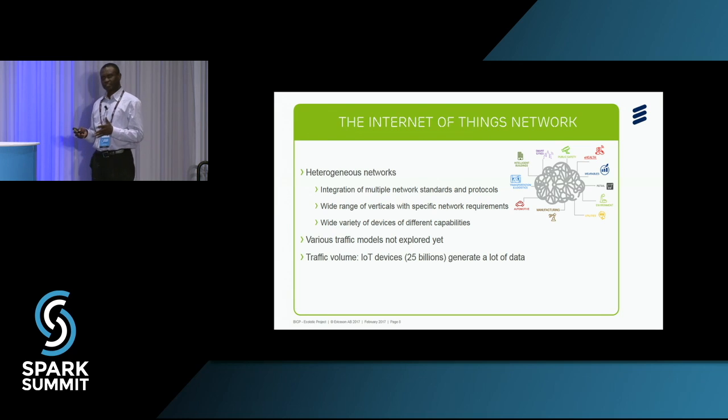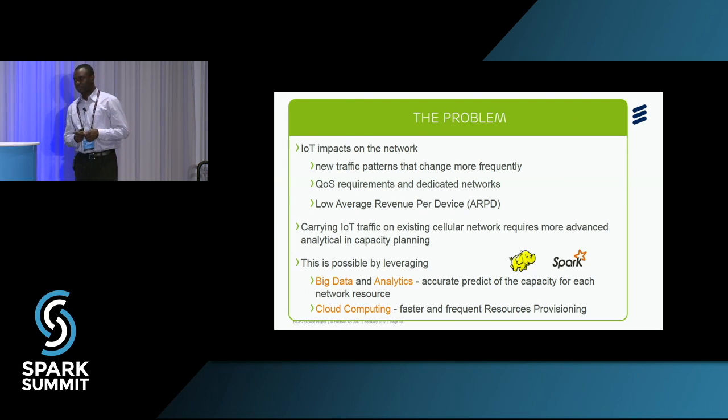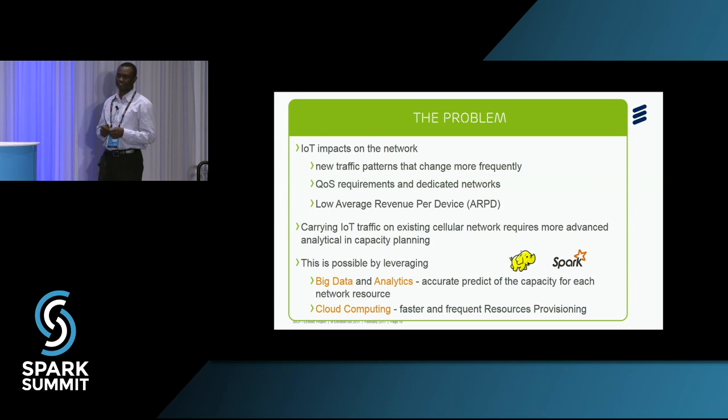IoT is a growing network. The traffic models are not known. We know the current traffic models, but every day we keep creating new IoT services and adding them on the network. So most of the traffic models are still to be discovered. So IoT has a huge impact on the network, with new traffic models that are changing more frequently. The network needs to adapt more frequently to this traffic requirement than before. Quality of service requirements are different from human communication, and this has led to the development of some categories of network standards dedicated for IoT only.